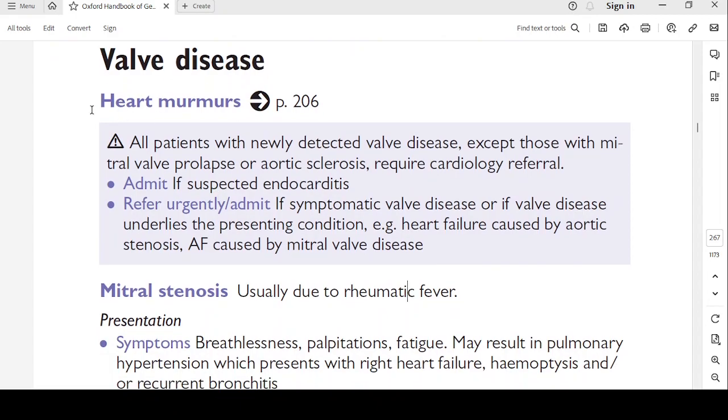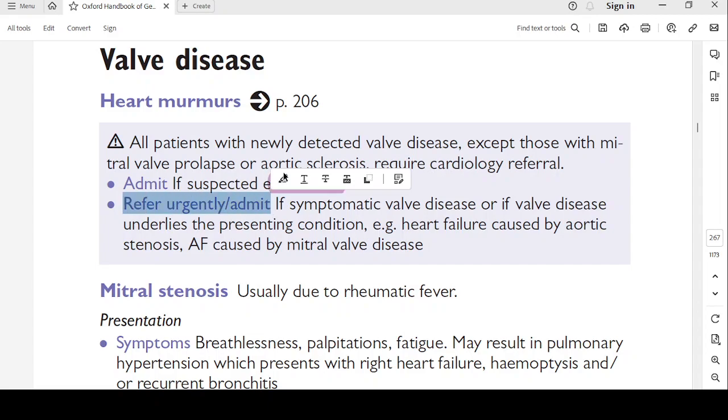Valve disease. Heart murmurs. Page 206. All patients with a newly detected valve disease, except those with mitral valve prolapse or aortic sclerosis, require cardiology referral. Admit if suspected endocarditis is present. So new murmur and fever, admit.